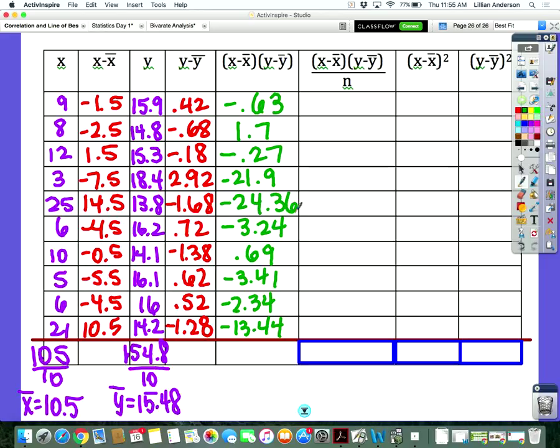Okay, look at the greens. Do the greens match what you guys have? All right, so now the next column says to basically take each one of the values that are in the green and then divide them by n. N was the number of pieces of data we had, which was 10. So we need to take all these values and divide them by 10. Now a shortcut when you divide by 10 is moving the decimal over to the left. So then this will be a negative 0.063, a 0.17.